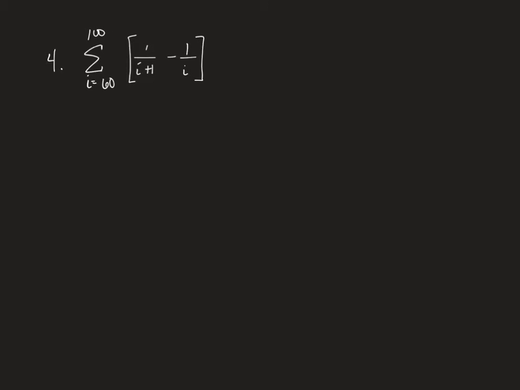So another situation where if you continue this pattern a little bit, you're going to notice that something sort of nice happens. We're starting with plugging in a 60. So if I do that, I'm going to have 1 over 61 minus 1 over 60. Plus, now let's plug in the next integer, which would be 61. So I'll have 1 over 62 minus 1 over 61.